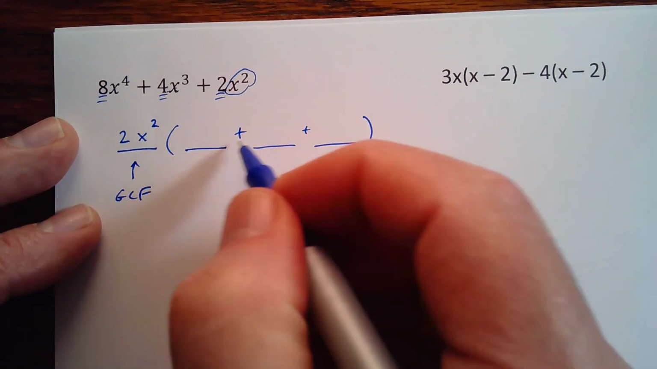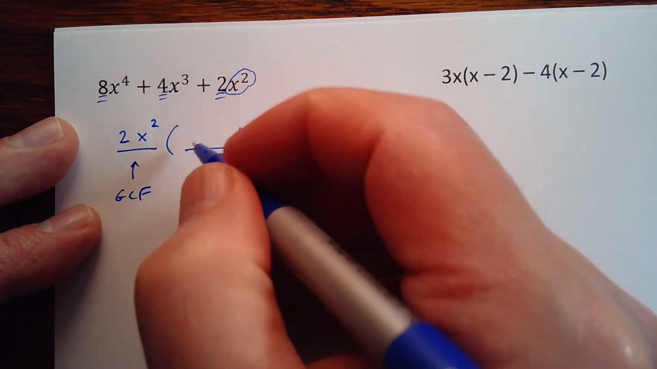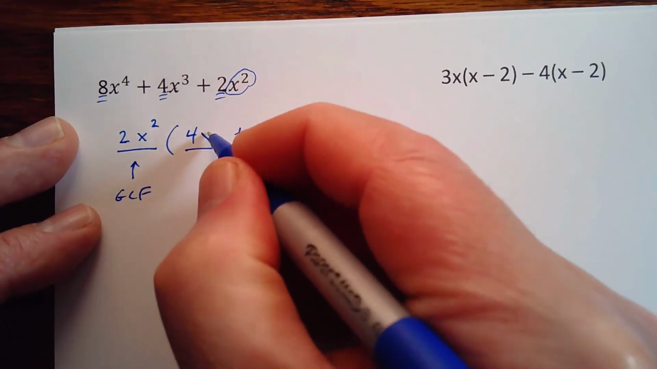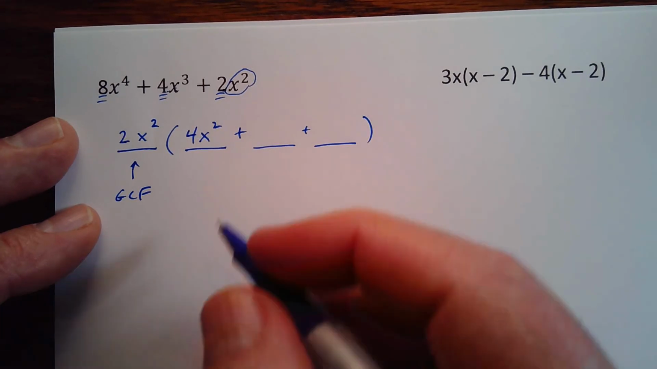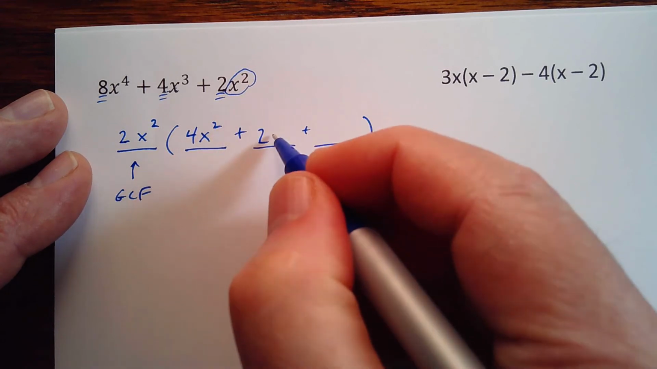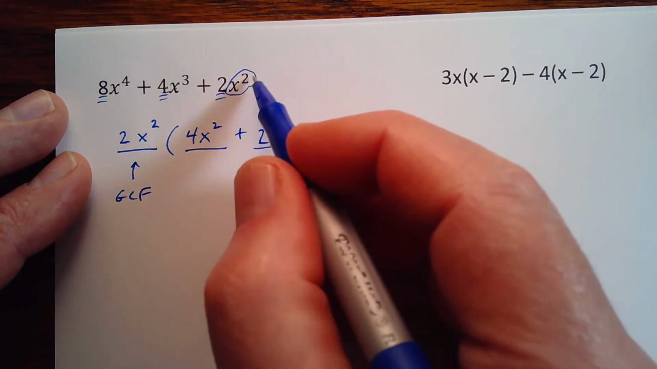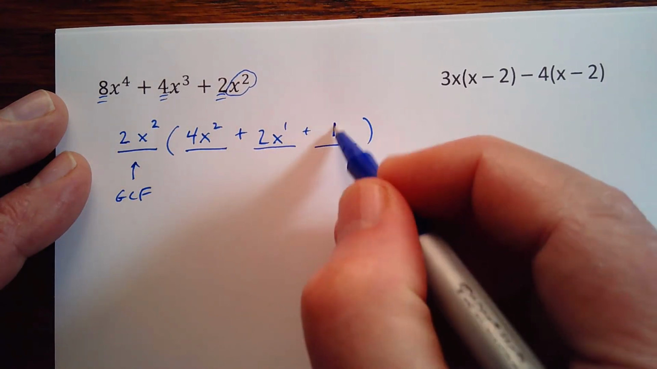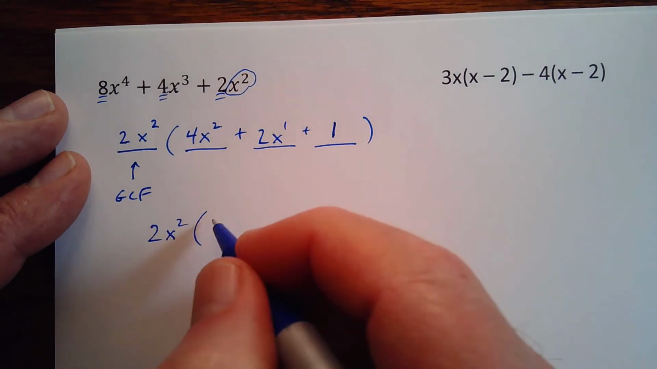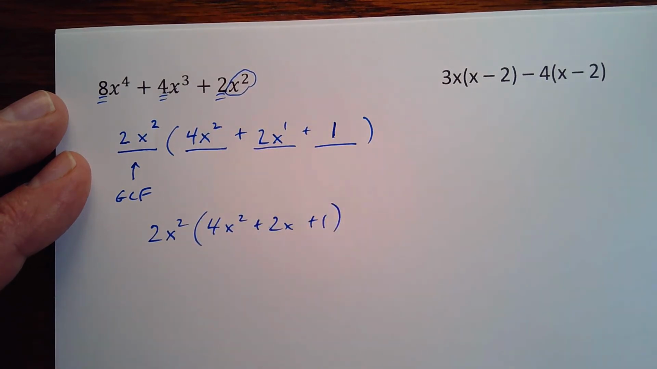And then what's left on the inside, we're just doing the reverse of the distributive property. What times 2 makes 8? That would put a 4 there. And what times x squared would make an x to the 4th? That would be an x squared. Starting over again, what times 2 would make 4? That would be a 2. And then I need one more x there, x to the 1st. And then the last one, you'll notice that's a 2x squared term there, so I need that placeholder of plus 1 there. So there's your final answer. 2x squared is the GCF, and the 4x squared plus 2x plus 1 is the remaining trinomial.